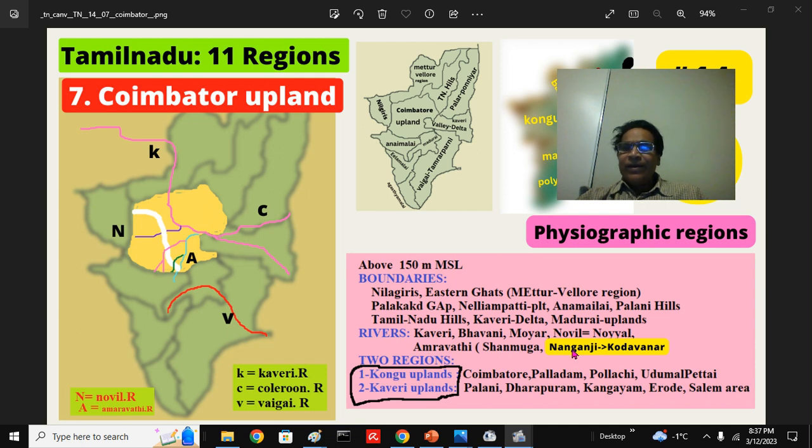Then we have the Nanganji river, and that is a tributary of the Kodavanur river that joins the Amaravati river eventually. Two regions are the Kongu uplands in the western part and the Kaveri uplands in the eastern part. Essentially, Coimbatore, Palladam, Pollachi and Udumalpet are in the Kongu, and Palani, Dharapuram, Kangayam, Erode and Salem. We look at the map and that will be much easier.